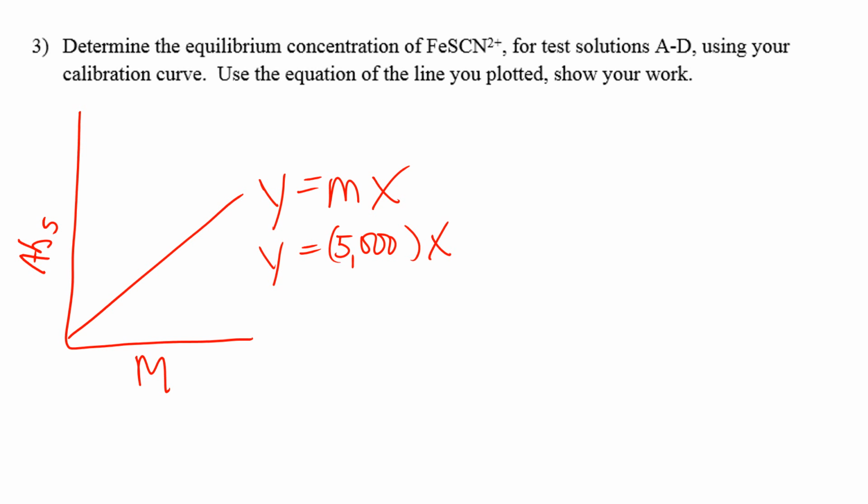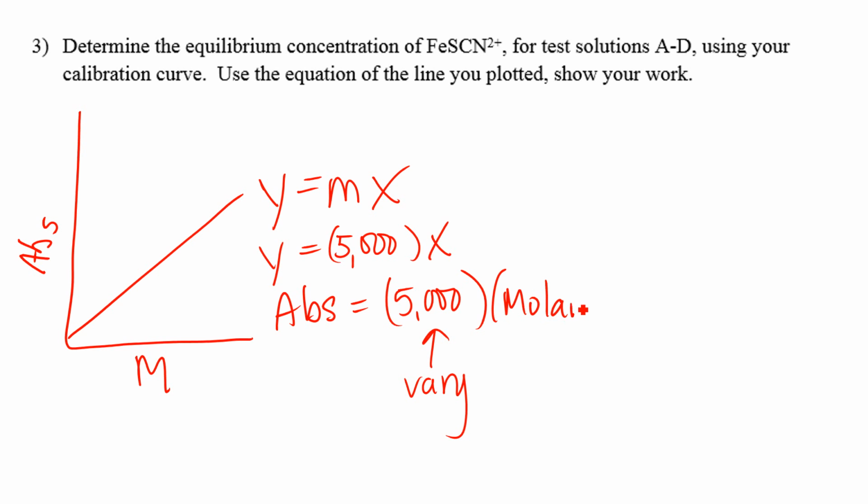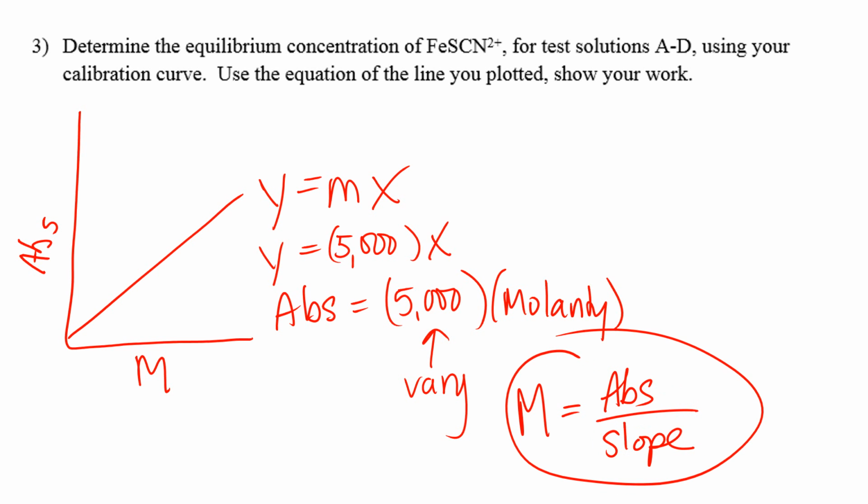If you think about what y and x stand for, y is absorbance, 5,000 is your slope, something like that. This will vary, so please don't just use 5,000, use whatever your slope was. And then x is your molarity. So to find molarity, we can rearrange this. Molarity is absorbance divided by your slope. And the units should work out because the slope of your line is actually going to have units of molarity to the -1. And so you'll end up with a unitless number divided by the inverse of molarity, which gives you molarity, if you are paying attention to units there.